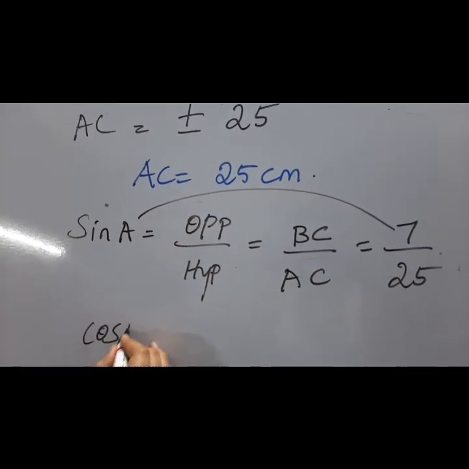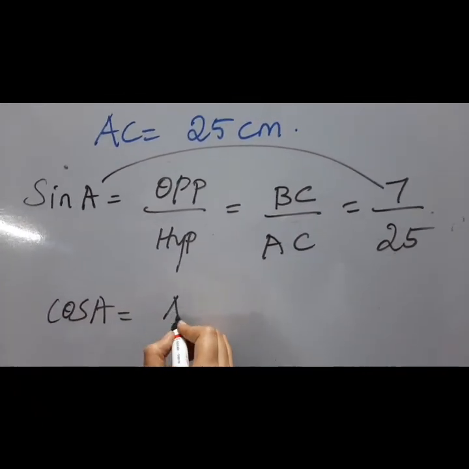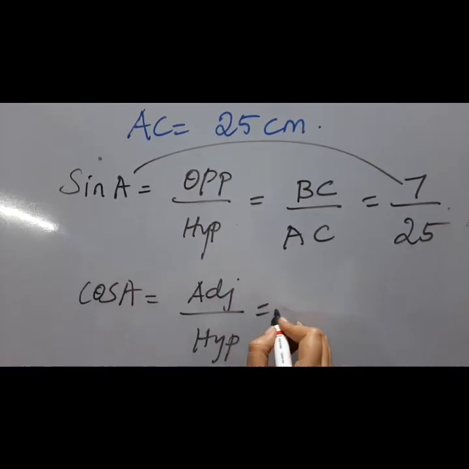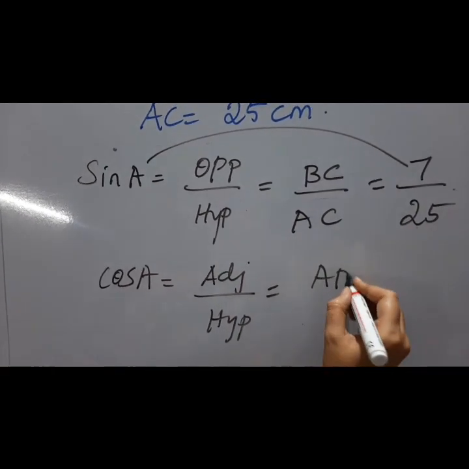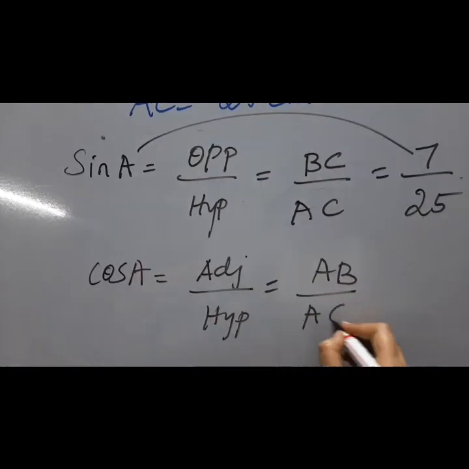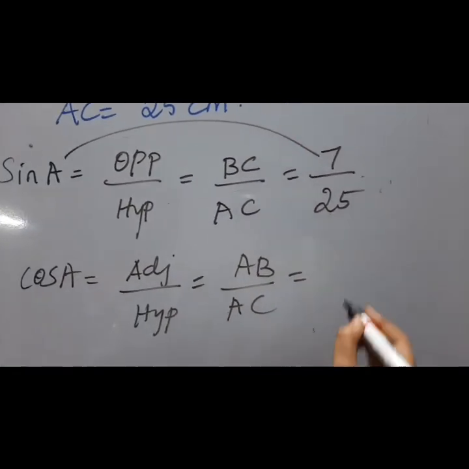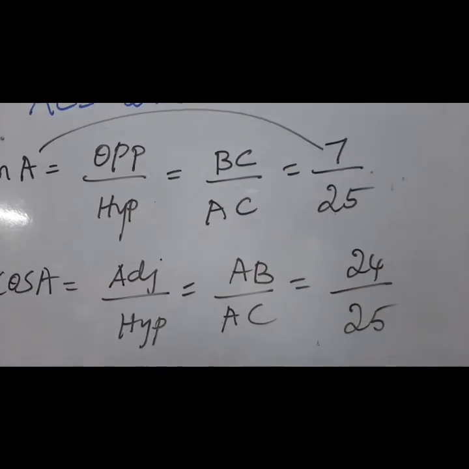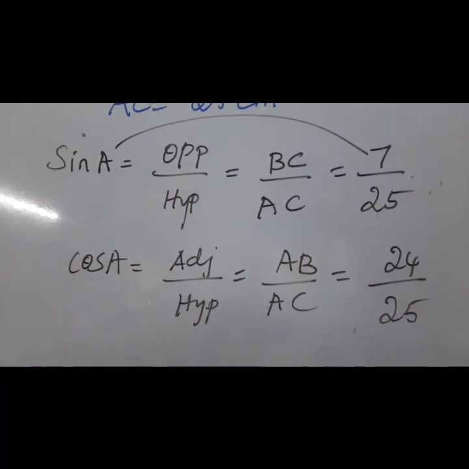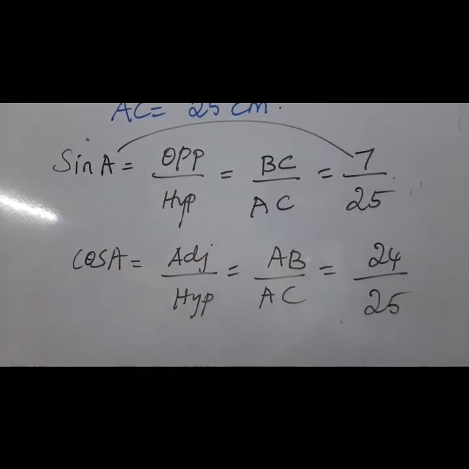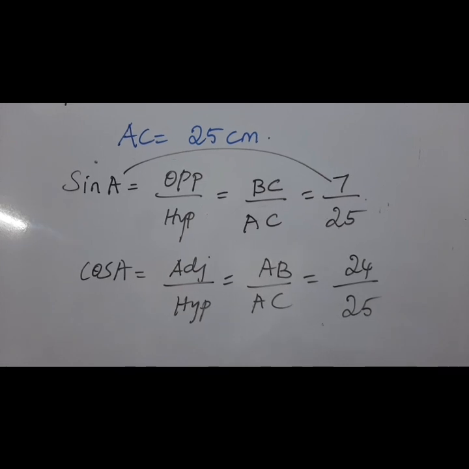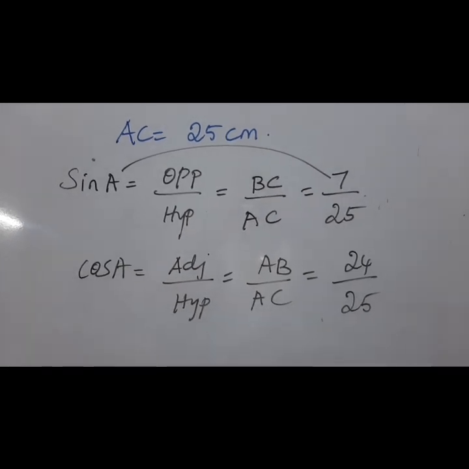Next we want to calculate cos A. Cos A is adjacent upon hypotenuse. Adjacent side here is AB. Hypotenuse is AC. AB value is given in the sum, 24, and AC we found out is 25. So the value of cos A is 24 by 25. The value of sine A is 7 by 25 and cos A is 24 by 25.